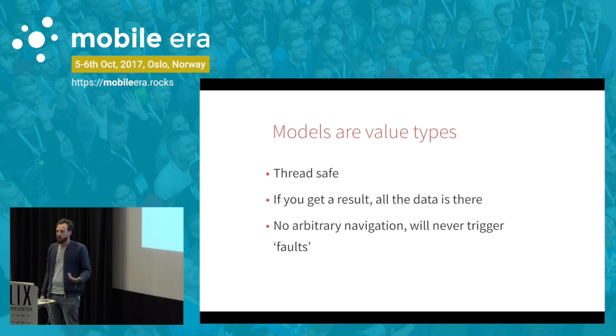And for those of you who've worked with Core Data, because you can perform arbitrary navigation in Core Data, you always have to be prepared that data is not there, that it's a fault, as it's called, which means that it has to be loaded from the database, may block your main thread, may result in errors that you have to handle. And in the case of these value types, when you get data, you can be sure that it's all there, and not just at top level, but the whole tree of values.